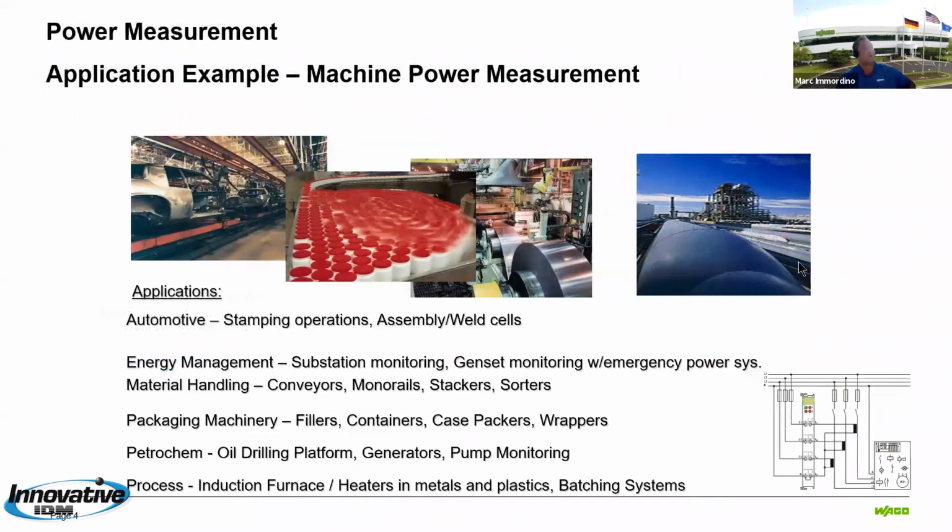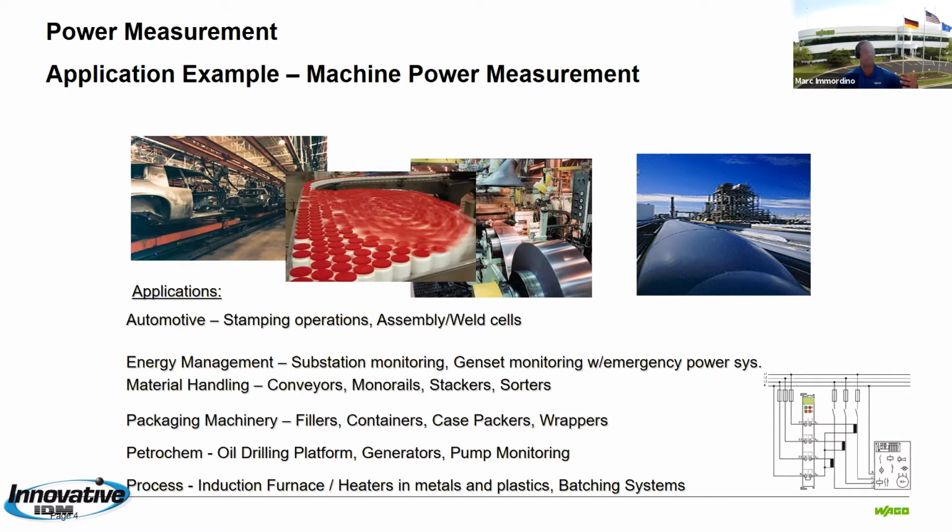Some of the application examples we look at: power measurement data can be optimized to supply power to drive or machine systems, resulting in lower energy costs. Maintenance can be scheduled if a system begins to require power above and beyond its normal operation. So again, we're talking about machine power here and looking at the power measurement systems that are available.